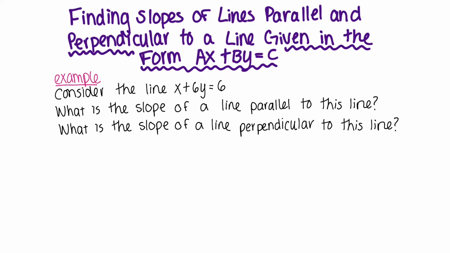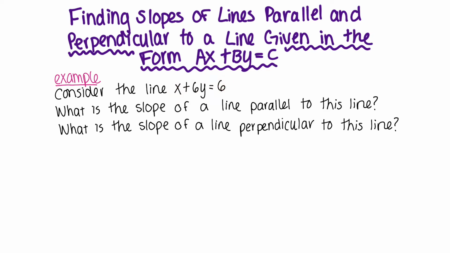Finding slopes of lines parallel and perpendicular to a line given the form ax plus by equals c. This form is also known as standard form of a line. It's not very good at telling us what the slope of the line is or what the y-intercept of the line is. When we're looking at finding the slope of a parallel or perpendicular line, we really need to have this in y equals mx plus b form so that we know what the slope is.